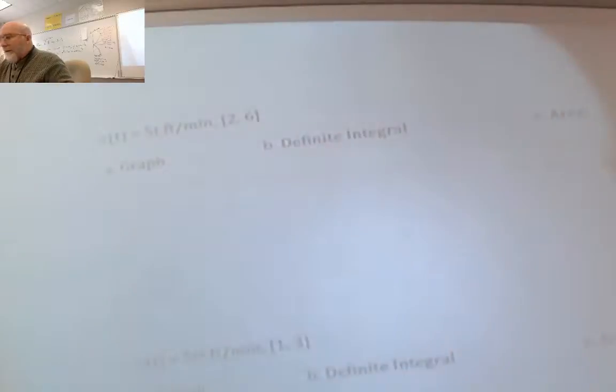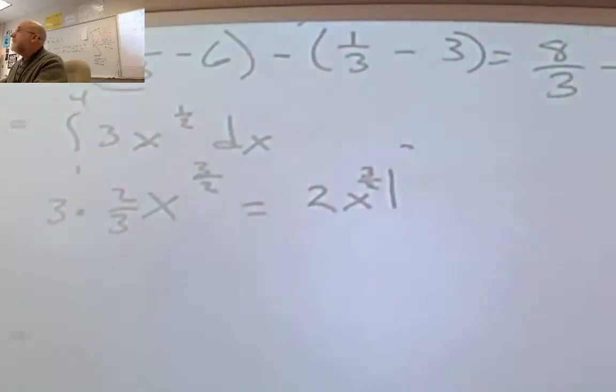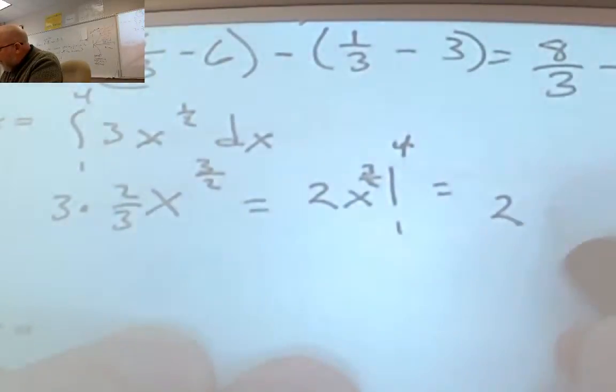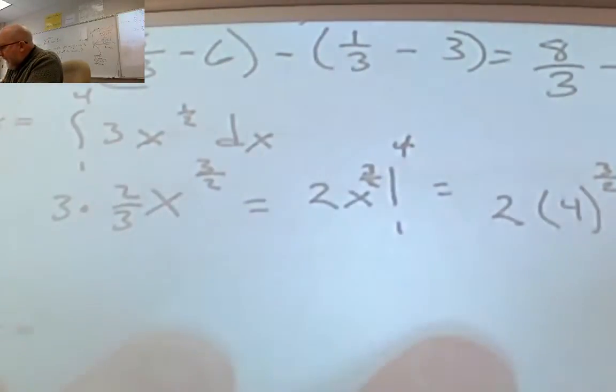I got to make this bigger for Hannah back there. Okay, Hannah? Okay, and so this is going to go from 1 to 4, right, Josh? So I'm going to have 2 times 4 to the 3/2 minus 2 times 1 to the 3/2. 1 to the 3/2 is 1, times 2, 2. The half is like taking the square root. So what's the square root of 4? And this is like cubing. So what's 2 cubed? Times 2. Beautiful. And what's 16 minus 2? There's your area.